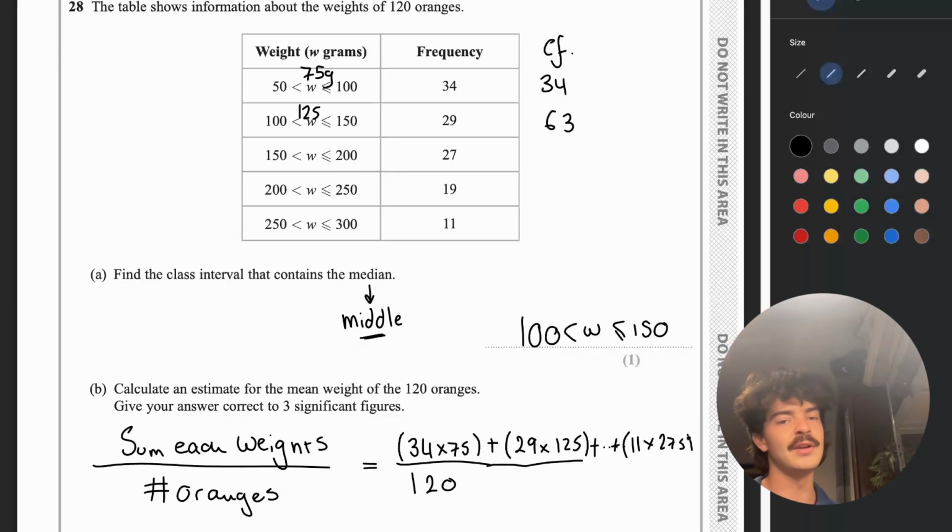A little hint for you guys, do keep an eye out for any weirdly sized intervals. For example, this last one, they could have put like 350, which means that the midpoint wouldn't be an increment of 25. They sometimes do that. Very annoying.